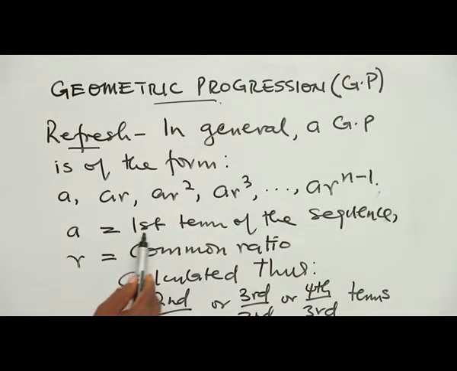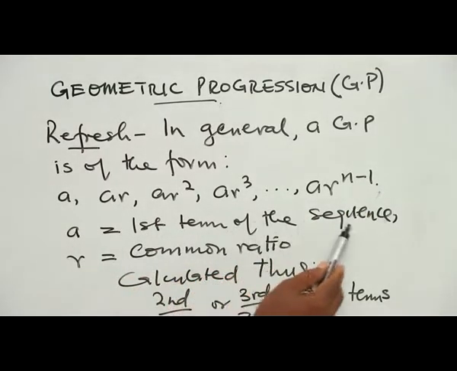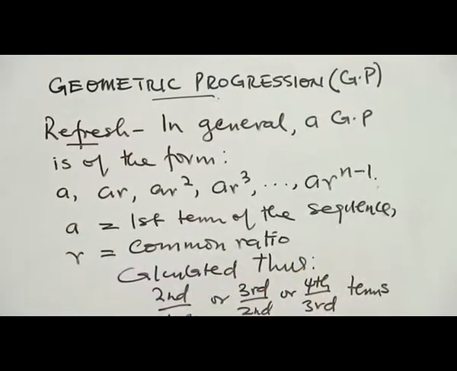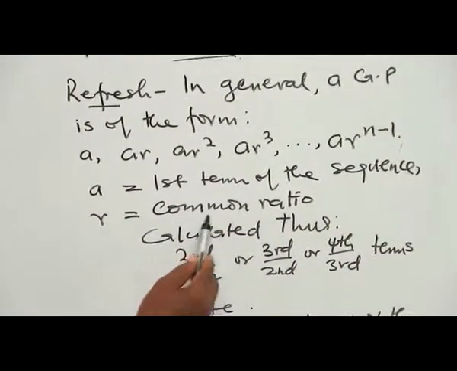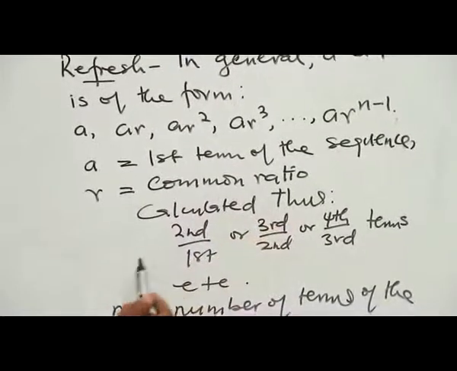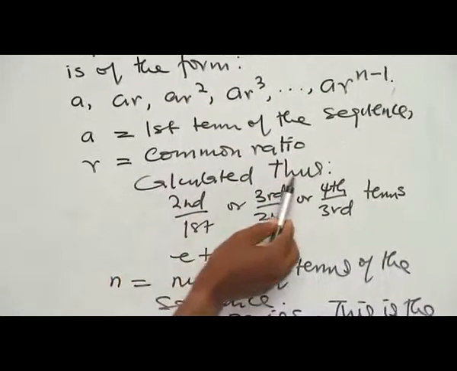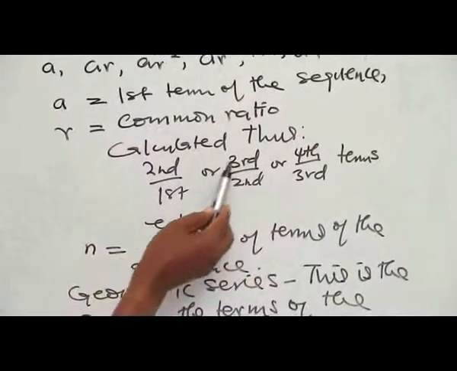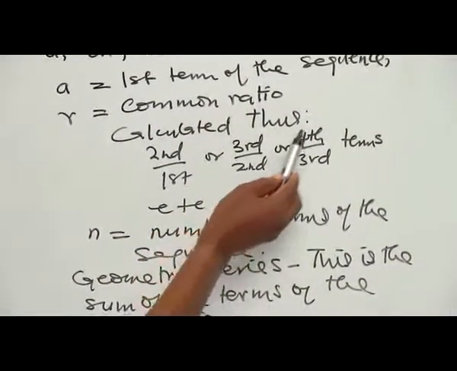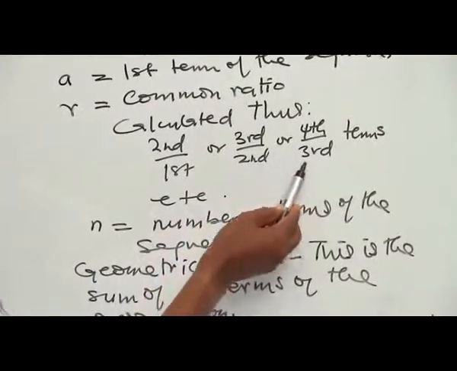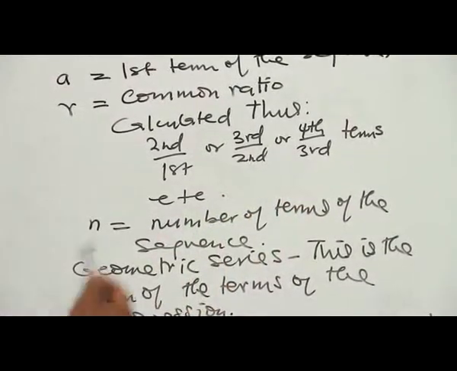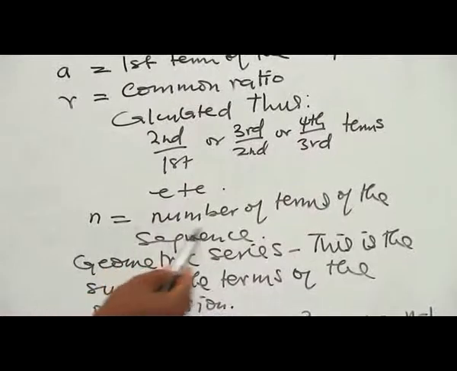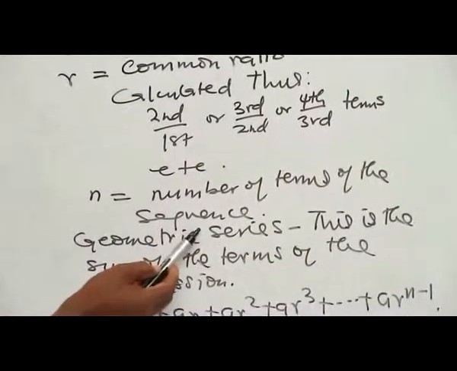The a here is equal to the first term of the sequence or the progression. The r is a common ratio, and this r is calculated as follows: the second term over the first term, or the third term over the second term, or the fourth term over the third term, etc. n is the number of terms of the sequence.